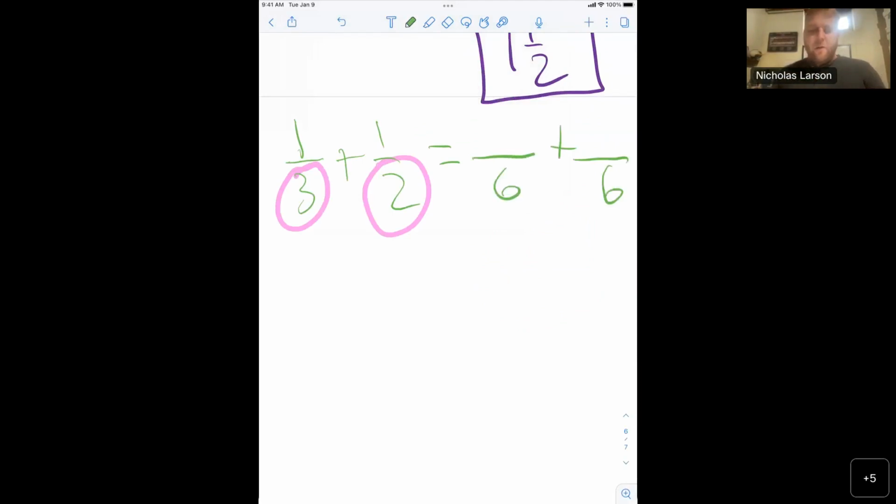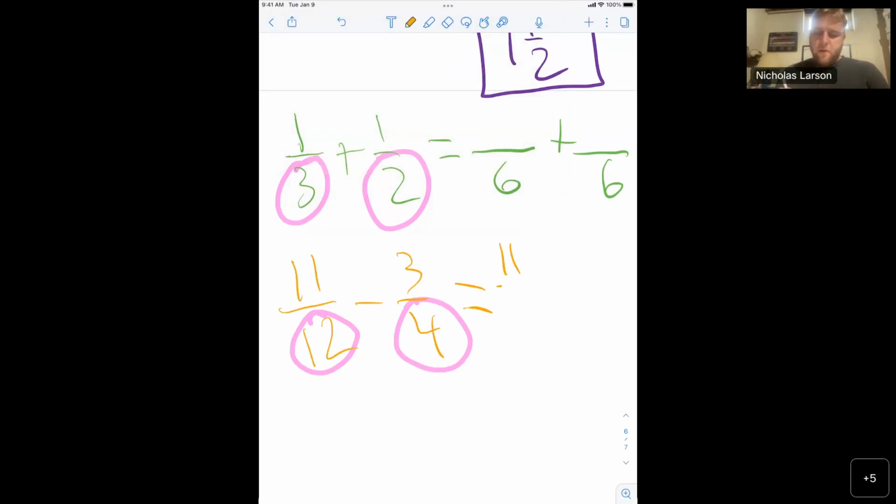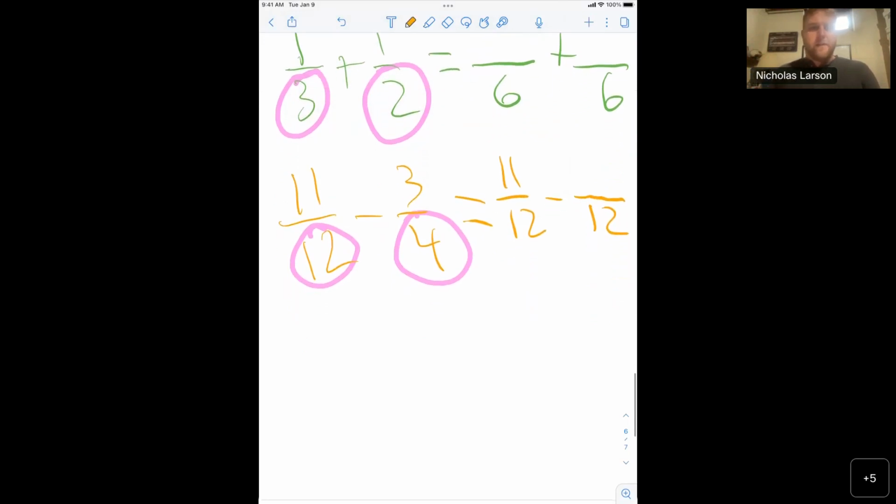So you gotta figure out what you multiply the top and the bottom by to get a common denominator of 6. Same thing for the next one, okay? 11/12 minus 3/4. I need 12 and 4 to be the same, and I know that 4 can be multiplied into 12. So you got to figure out what do I multiply 4 by to get 12, and then I need to do it on the top as well. So that's going to be your second one.